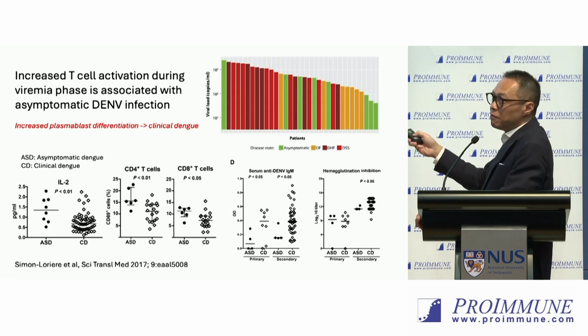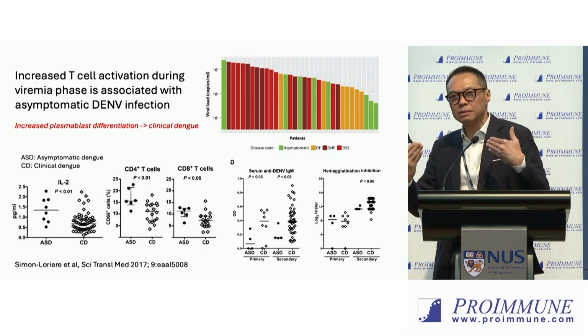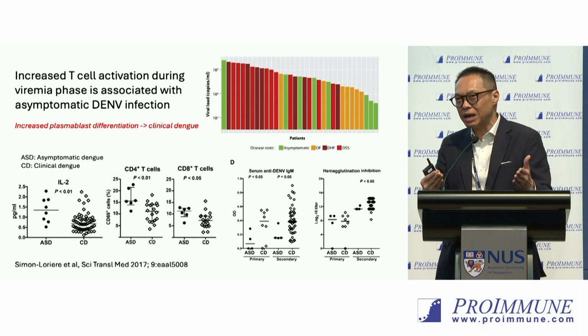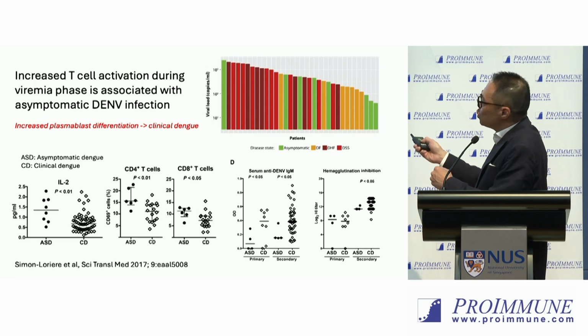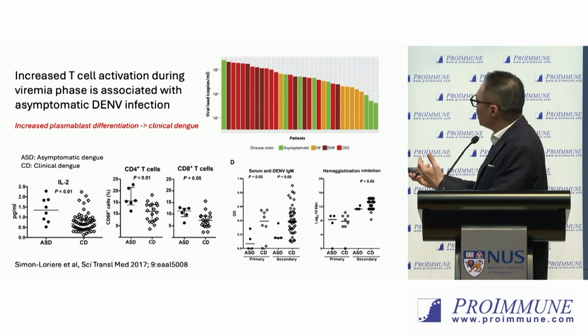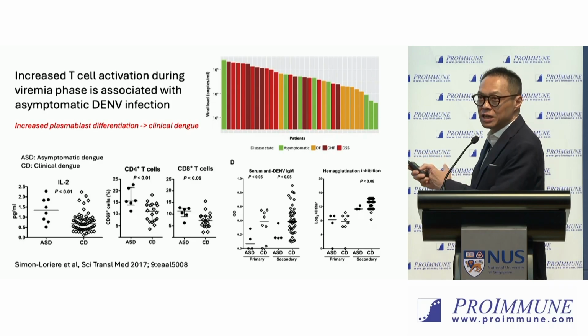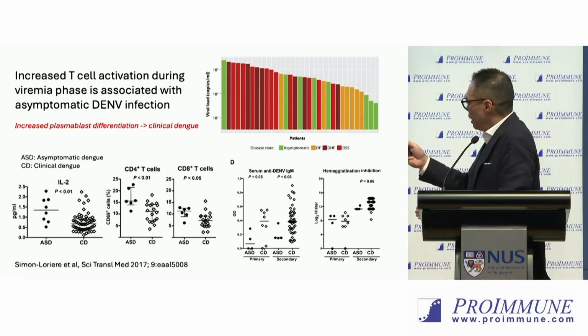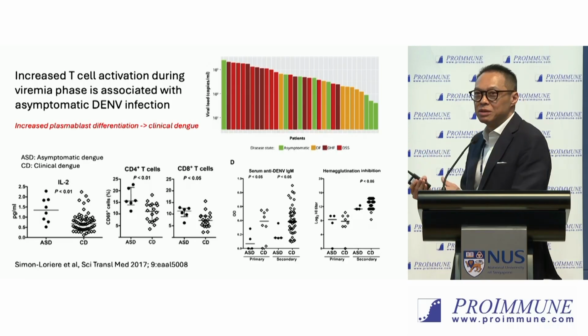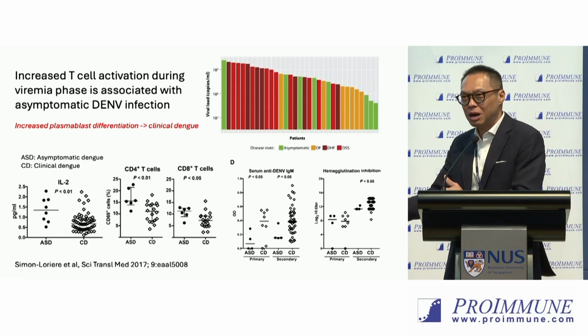And this is the viremia levels, right? And then they asked what differentiated these people, the asymptomatic from those with clinical dengue. So ASD is asymptomatic, CD is clinical dengue. The answer is higher levels of CD4 T cells and higher levels of CD8 T cells. The opposite is true when you measured antibodies. So those with clinical dengue had higher titers of antibody, right? Suggesting that despite infection and reasonably high levels of viremia, you can be asymptomatic if you mount a T cell response early enough to control the infection.